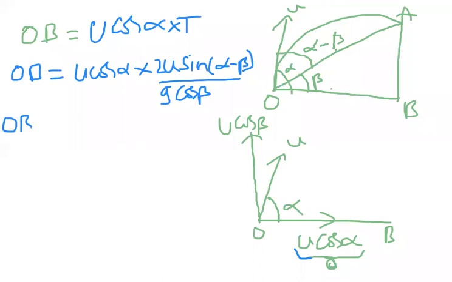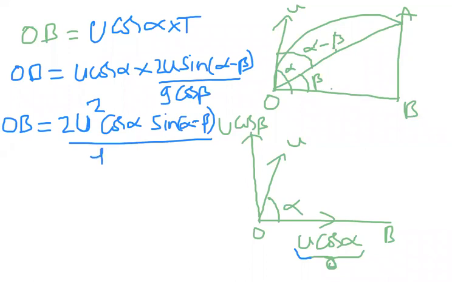Further simplification of OB. Observe carefully here. u and u, u into u, we can write as u squared. So now I can write first 2u squared, and the other terms we have are cos alpha into sin(alpha minus beta), by g cos beta. This is the value of OB.